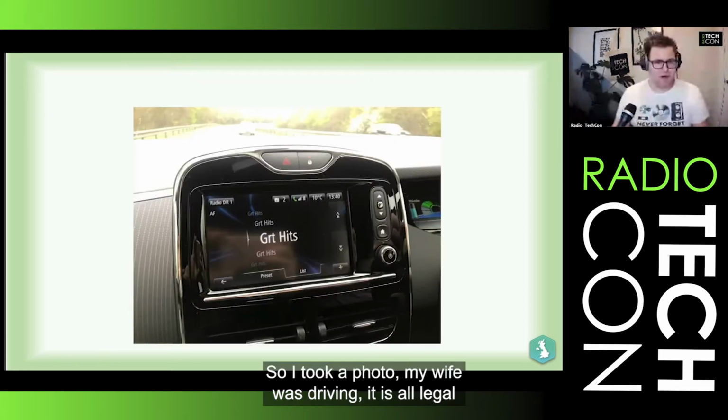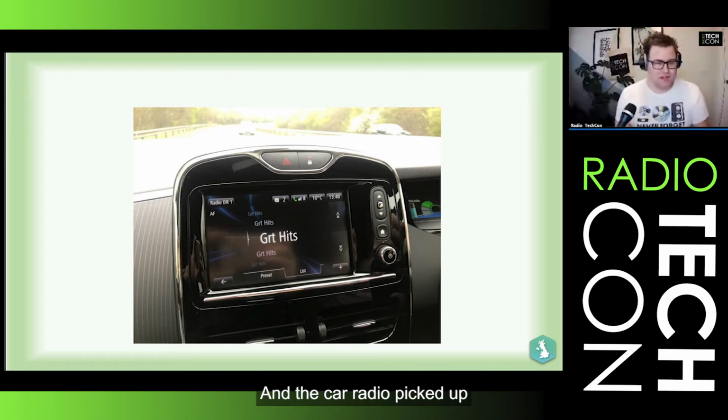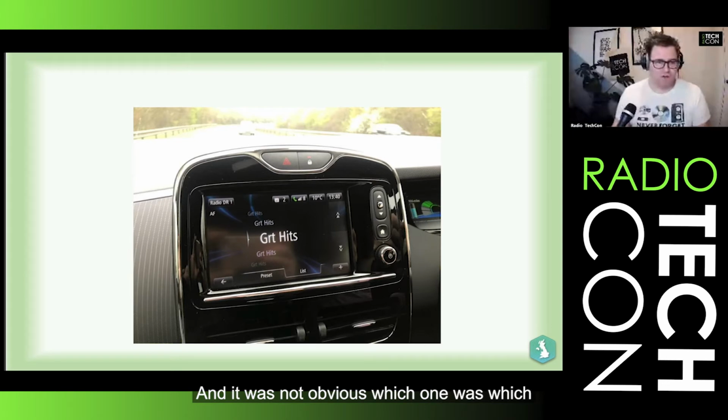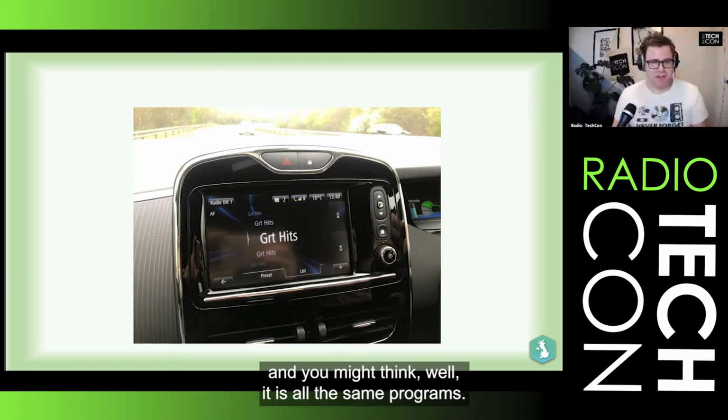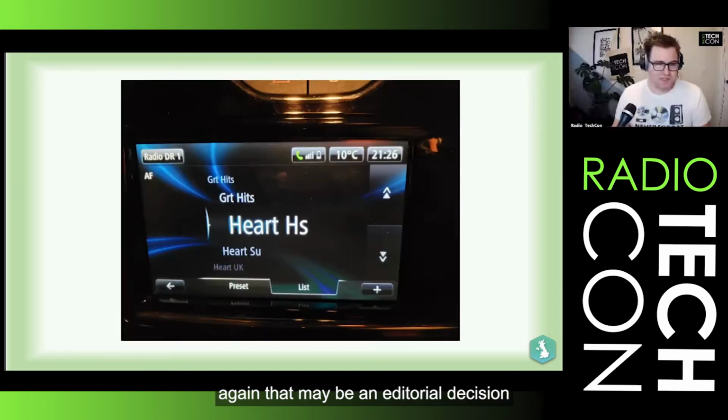I took a photo, my wife was driving, it's all legal. We were driving along the A34 near Newbury, and the car radio picked up 5 stations called Greatest Hits, and it was not obvious which one was which. And you might think, well, it's all the same programmes, does it matter? It does matter if it's a very weak signal or one that you can't tune into. Again, that may be an editorial decision, but it's just something to be aware of in terms of listener experience.